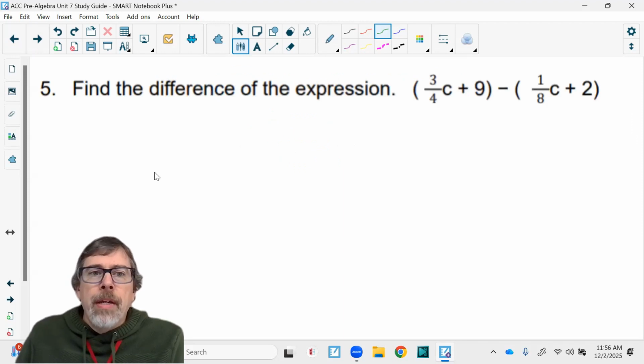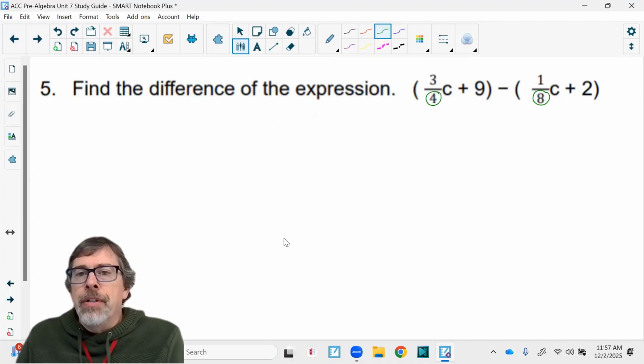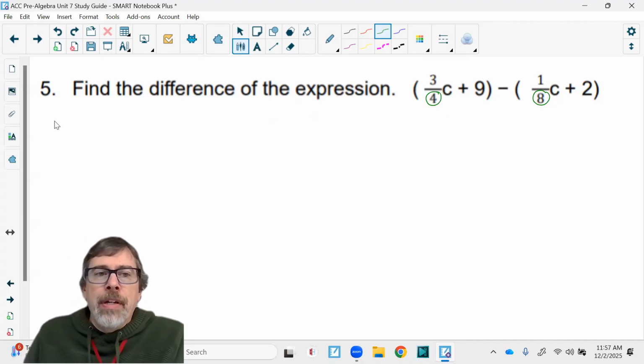Number 5, find the difference of this expression. The first thing I'm going to focus on is the denominator over here is 8 and the denominator over here is 4. I'm going to create a common denominator. So 3 over 4, I need it to be over 8. So I'm going to multiply the top and the bottom by 2 over 2.